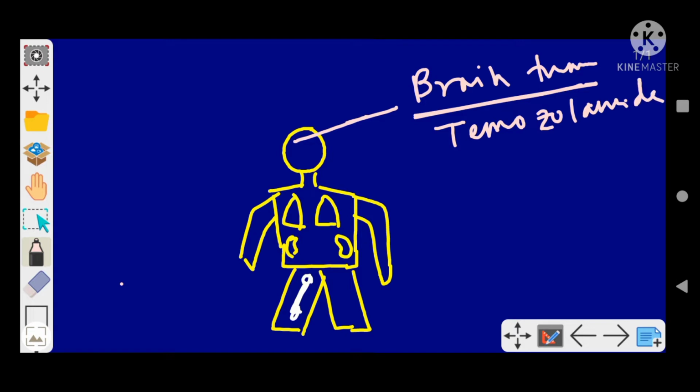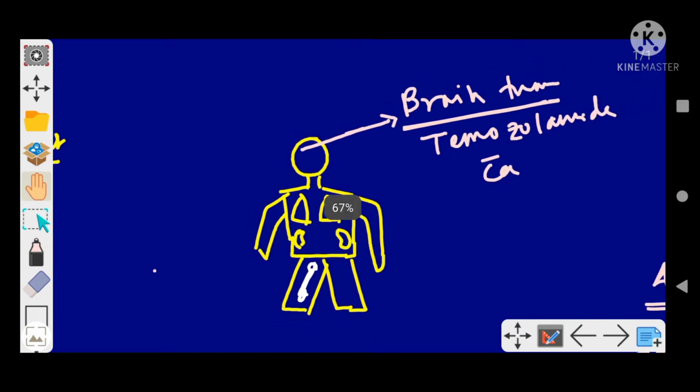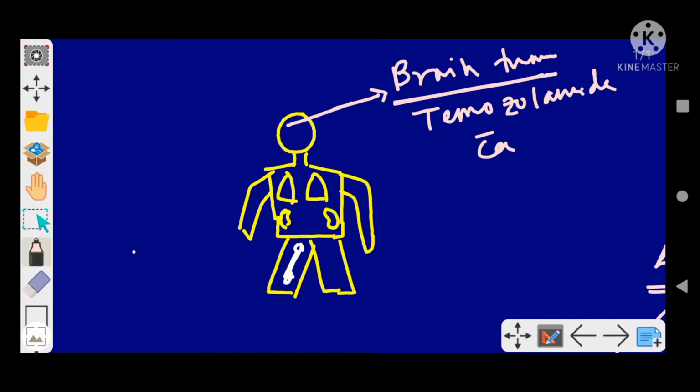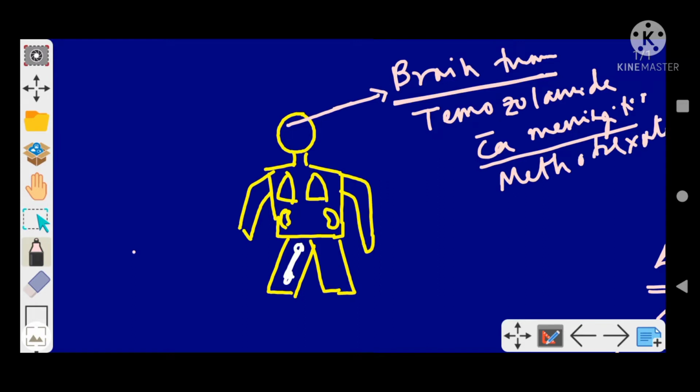Temozolomide, right? For example, glioblastoma multiforme, that butterfly tumor, no? So in such types of brain tumors we use temozolomide, correct? Then there is carcinomatous meningitis, and the drug that we use here is methotrexate. Methotrexate, right? And it is a dihydrofolate reductase inhibitor.